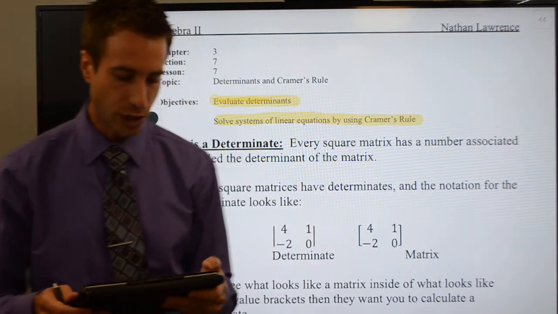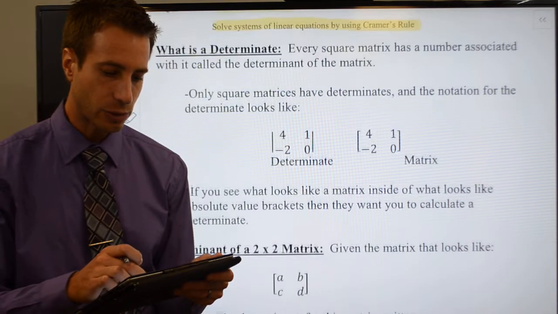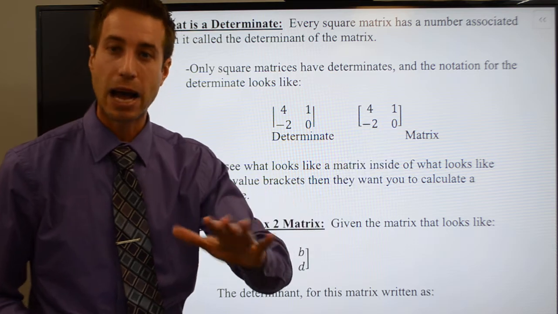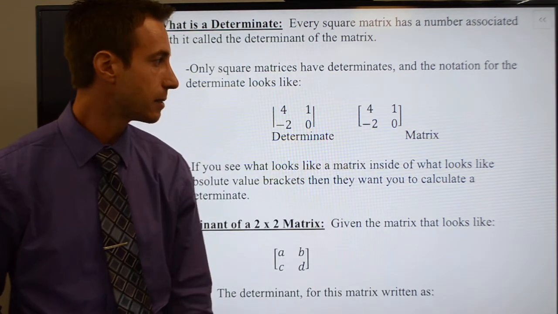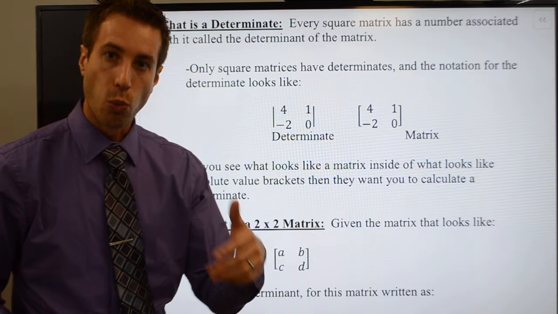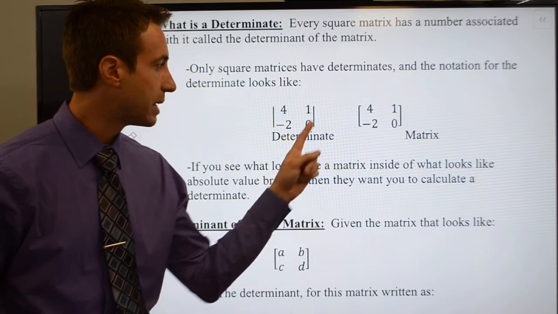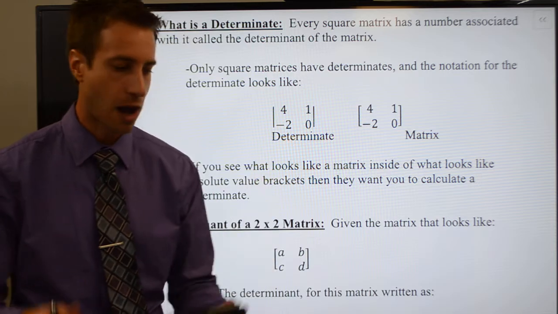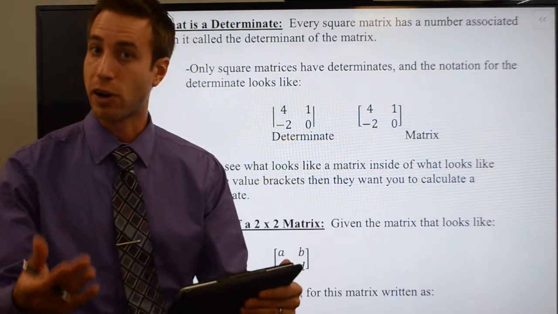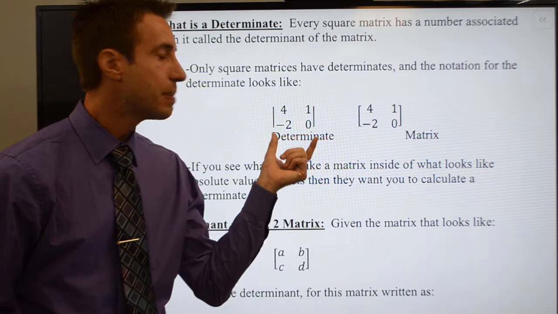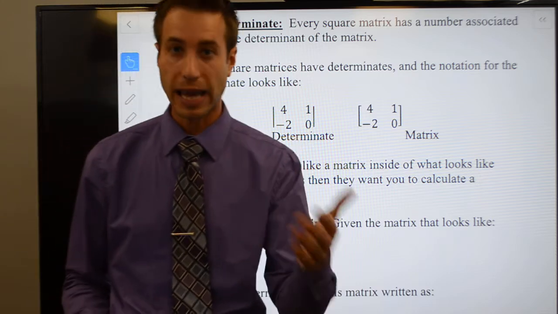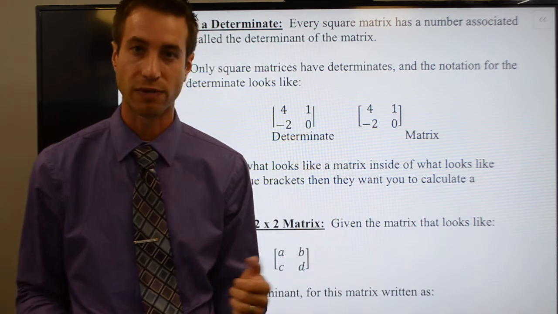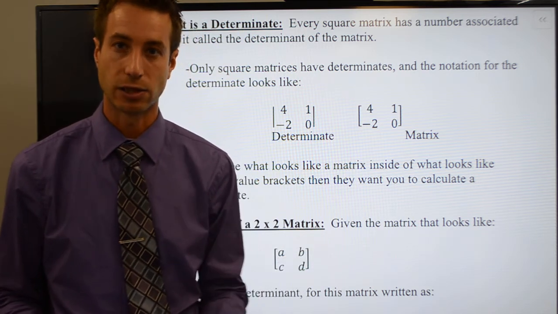So let's go ahead and jump straight into this. A little bit of notation for you guys. You know what a matrix looks like by now. We've done several sections on matrices. The determinant is going to look like a matrix, the typical array that you would have, whether it be constants or variables, whatever, but it's going to be inside of what looks like absolute value signs. However, we're not going to be taking the absolute value.